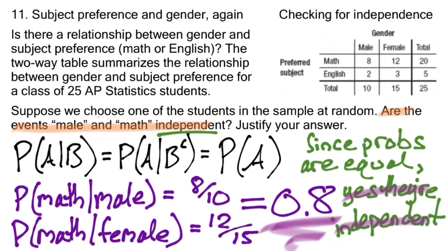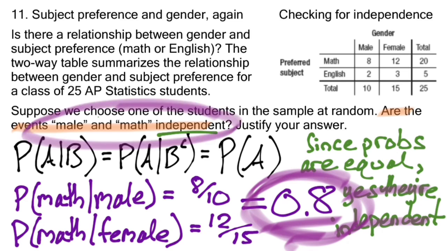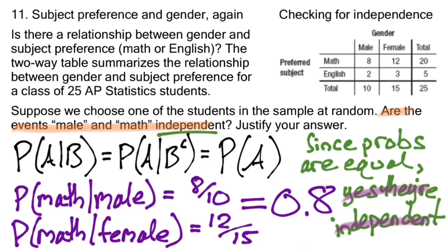It didn't matter what the gender of the student was. The probability that any student was going to like math was 80%, no matter what gender they were. So therefore, gender and math preference were independent events. They are not related to one another. One event is not helping you predict the other event because you get the same probability. And mathematically, that is what you would look for: the exact same fraction to decimal proportion.